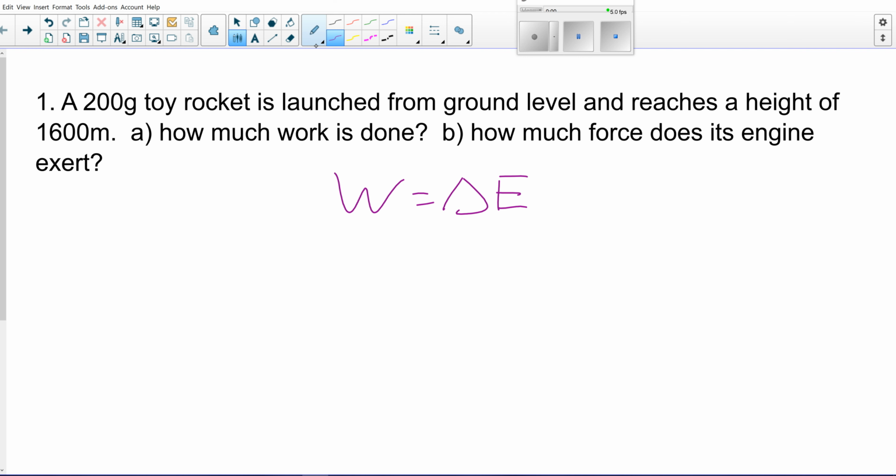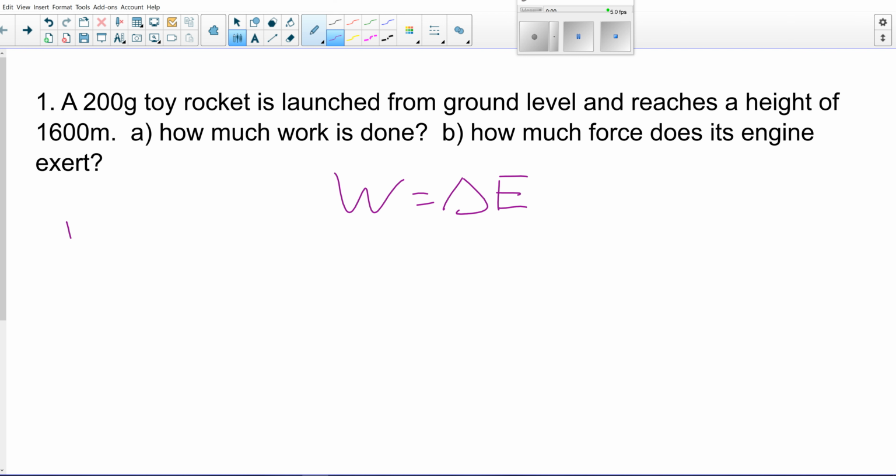How do I tell if it's potential? If height is involved. So something is being lifted or lowered, then work is being done and changing the potential energy. How do I know if it's kinetic? Changing speed, right. If there's an acceleration, be it positive or negative, then there's work being done that is changing the kinetic energy, so that's the things we've got to watch for.